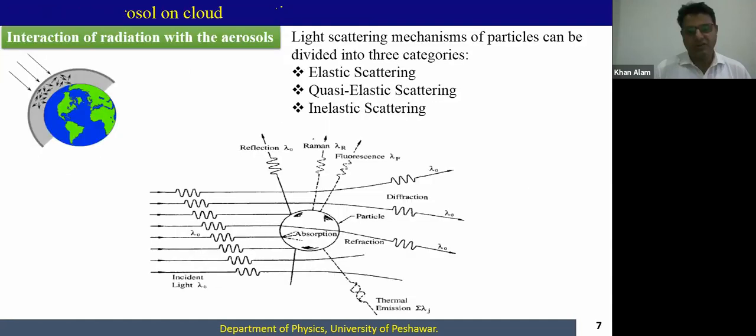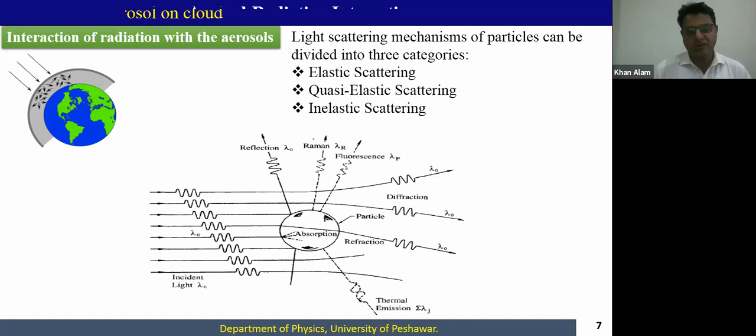When the solar radiation interacts with the aerosol particles, like in the figure, a beam impinges on aerosol particles. So what happens? Electric charges in the particle are excited into oscillatory motion. The excited electric charges re-radiate energy in all directions, resulting in scattering, and may convert a part of the incident radiation into thermal energy, resulting in absorption. The light scattering mechanism of the particle can be further divided into three main categories: elastic scattering, quasi-elastic scattering, and inelastic scattering.